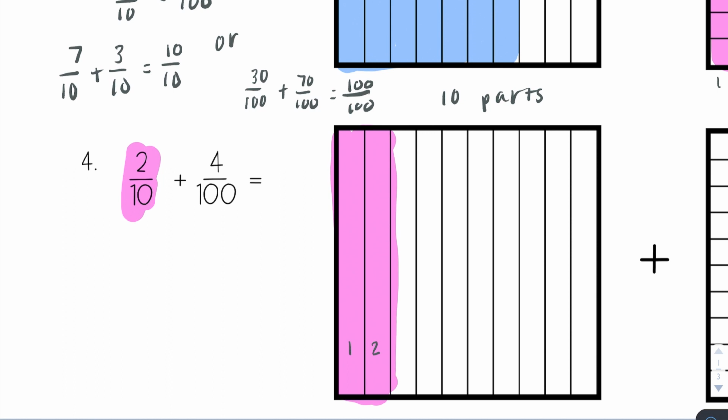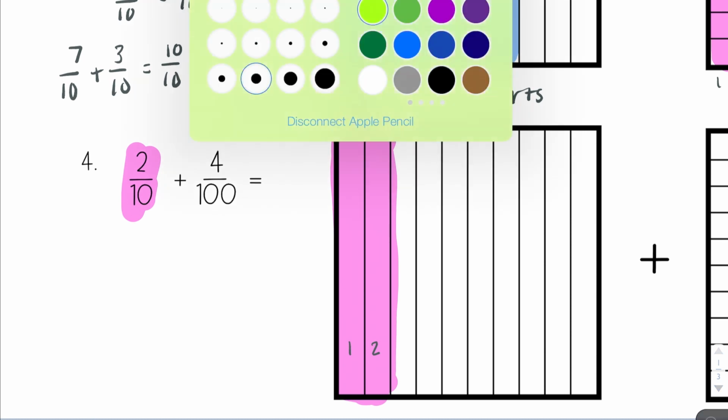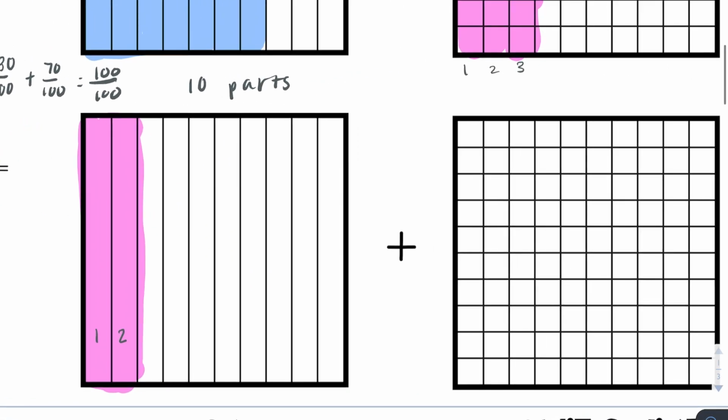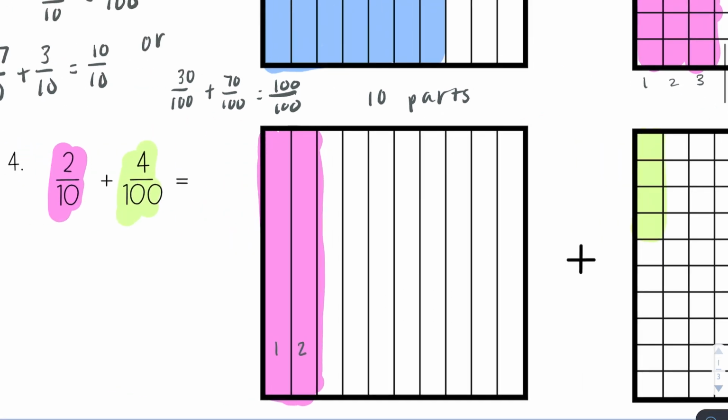Next we have 4 100ths, and I know it's going to be out of 100 equal parts, so the whole is divided into 100 parts, and the numerator, that 4, is telling me I need 4 of those parts. So I'm not looking for 40 hundredths, I'm looking for 4 hundredths. So 1, 2, 3, 4, I can see highlighted in green because I have 4 parts, not 40 parts, but 4 out of 100 parts.